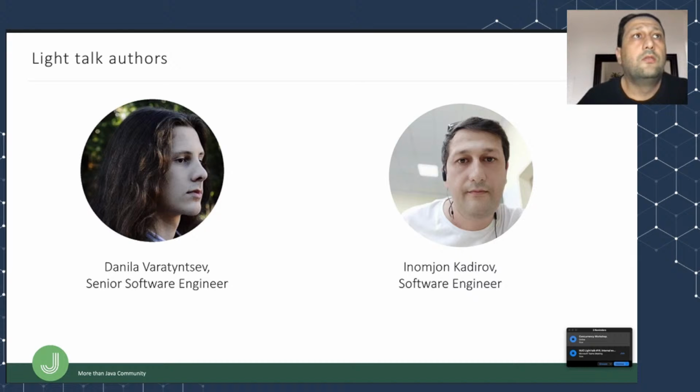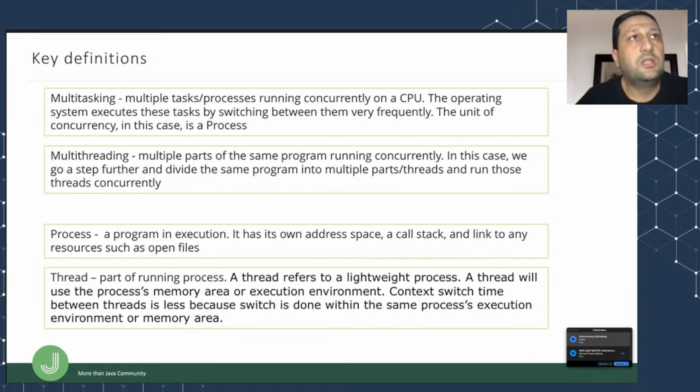Let's begin. First of all, we need to find out the key definitions in concurrency, in multithreading, in multitasking. First of all, multitasking is multiple tasks running concurrently on a CPU. The operating system executes these tasks by switching between them very frequently. The unit of concurrency in this case is a process. For example, if you are using a web browser and your IDE, and in your browser you are listening to music and in your IDE you are coding, that's multitasking.